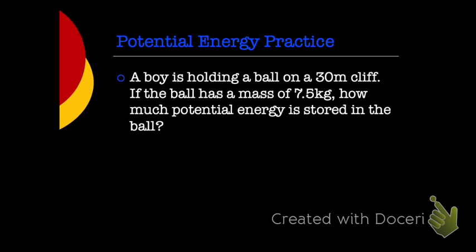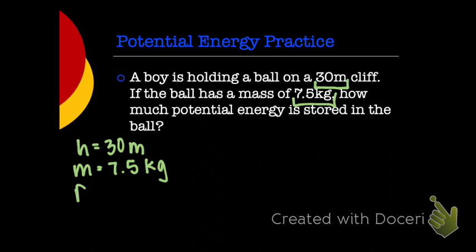Okay, so it tells us we're looking at potential energy. Do you think we're going to use potential energy of gravity or potential energy of a spring here? I'm going to use gravitational because it's not a spring, right? It's just an object that's being held high off the ground. So we've got 30 meters. What variable does that associate with? Height, good. So height is equal to 30 meters. It says the ball has a mass of 7.5 kilograms. It says how much potential energy, so that's what I'm solving for.